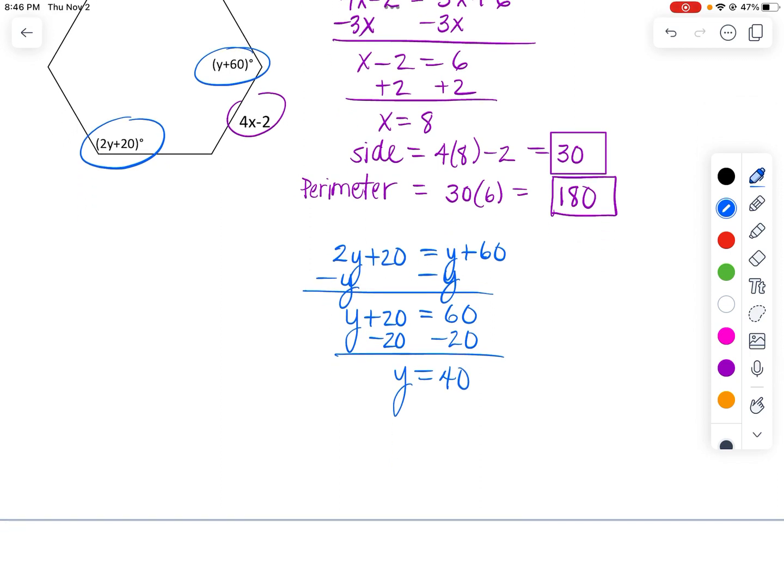It's not asking you just for y. Remember, it's asking you for one of your angles. So an angle is equal to, pick either expression that's circled in blue up there. So I'm going to pick the y plus 60. 40 plus 60 equals 100. And of course, we do know the units. All the angles are always measured in degrees.